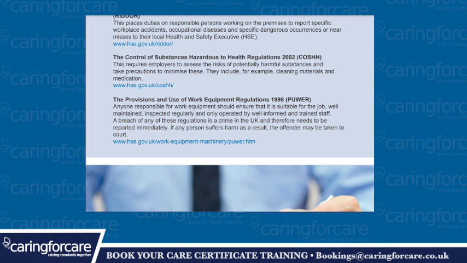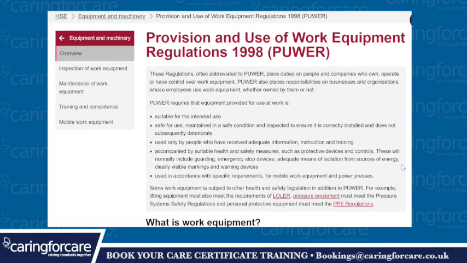The Provision and Use of Work Equipment Regulations 1998, PUWER. Anyone responsible for work equipment should ensure that it is suitable for the job, well maintained, inspected regularly, and only operated by well-informed and trained staff. A breach of any of these regulations is a crime in the UK and therefore needs to be reported immediately. If any person suffers harm as a result, the offender may be taken to court. And that's the PUWER link there.